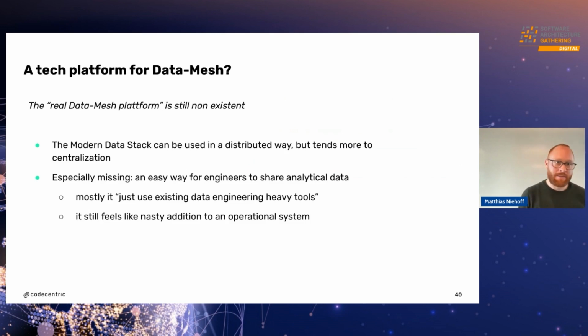And last but not least, I already talked about data mesh, which is a socio-technical, but mostly organizational thing. And a tech platform tailored to data mesh isn't existing right now. So most of the time, the existing stuff can be used for this. You can use things from the modern data stack, but this is more the centralization part. Modern data stacks, this cloud data warehouse, and dbt are more like centralizing ideas.